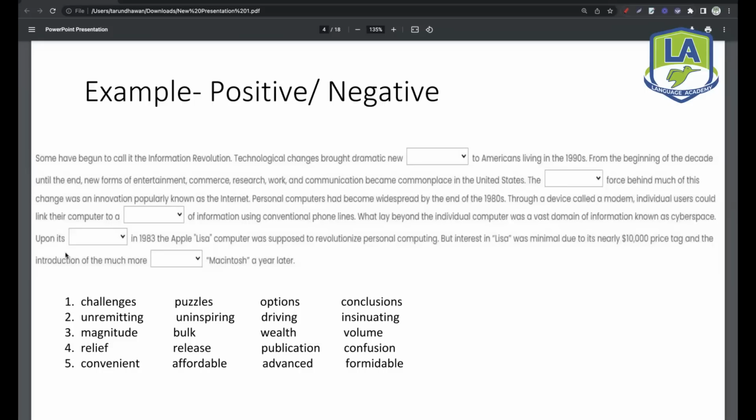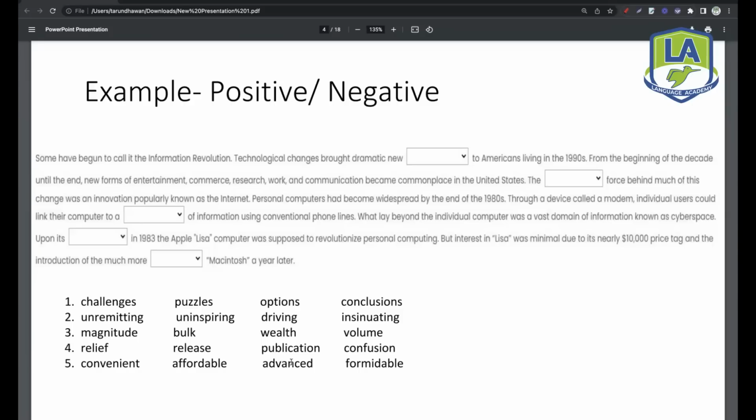And they say upon its launch in 1983, the Apple Lisa computer was supposed to revolutionize personal computing, but interest in Lisa was minimal due to its nearly $10,000 price tag and the introduction of the much more dash something a year later. So again, proper nouns, we can always skip. Something that starts with a capital letter is a proper noun. The context is about money: 10,000 price tag, introduction of much more dash. Let's match a word with the money perspective.